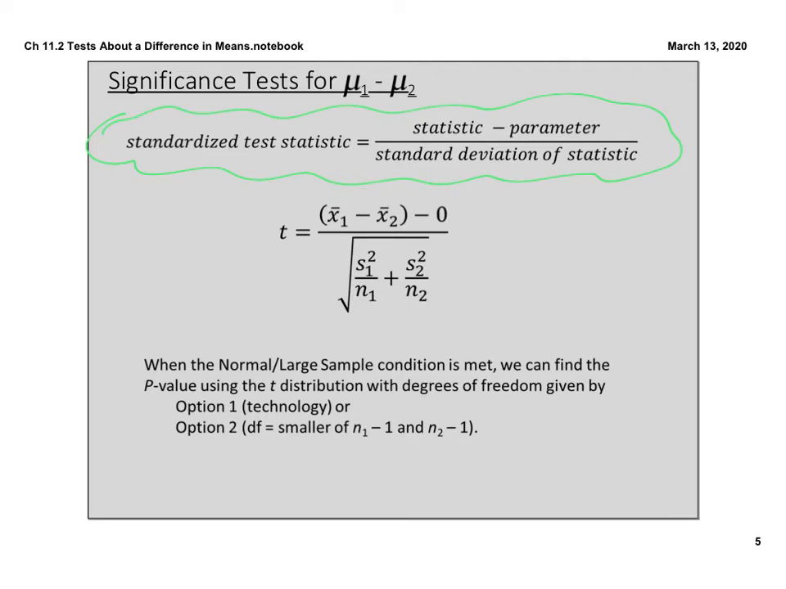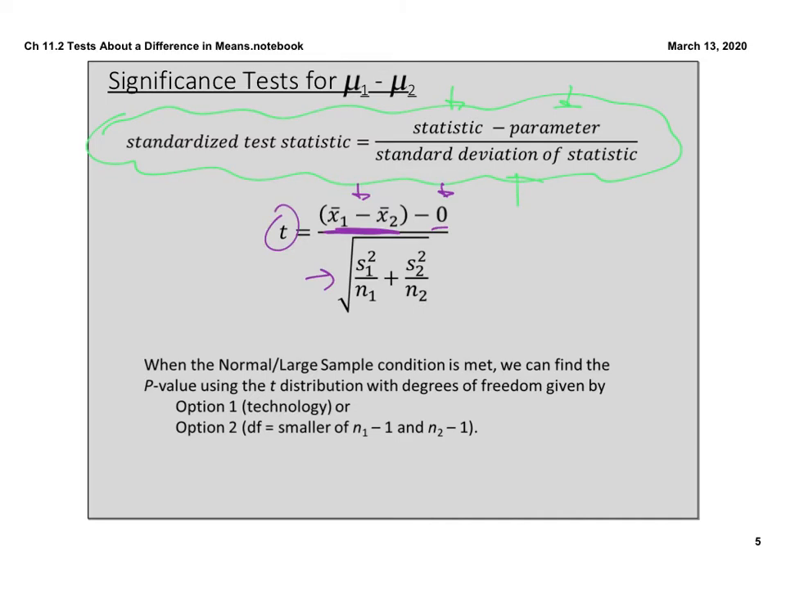So the test statistic is the statistic minus the parameter divided by the standard deviation of the statistic. It just so happens that in this case, the statistic is the difference in means. The parameter is the fact that there is no difference, so that would be 0. And then your standard deviation piece in the bottom is sample standard deviation 1 squared divided by n1, plus sample standard deviation 2 squared divided by n2. And this is a t test statistic, okay?